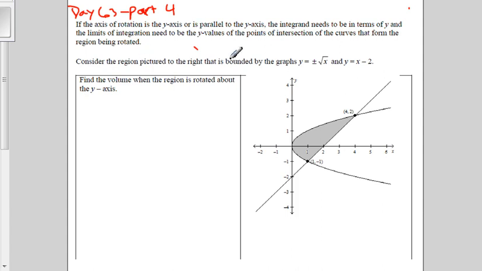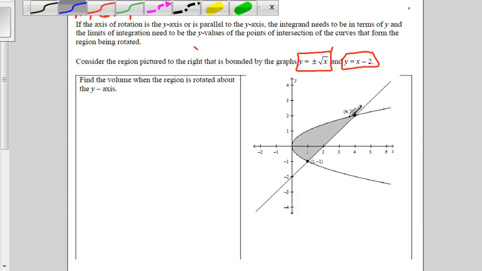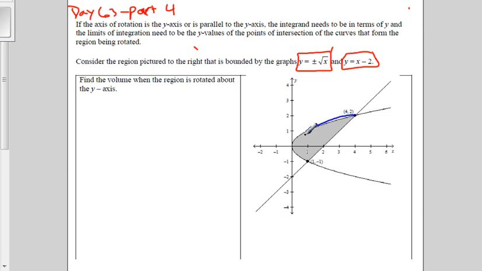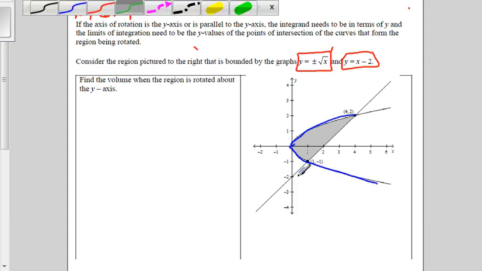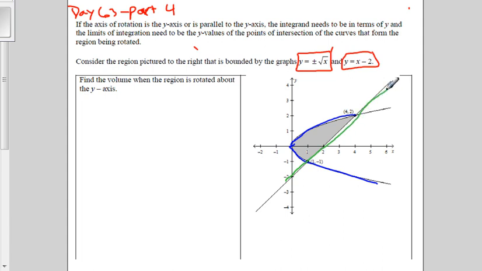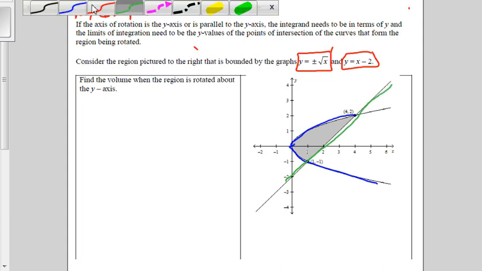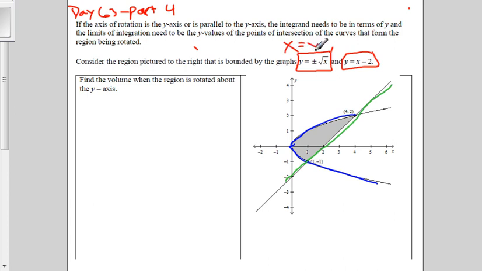So consider the region pictured to the right that is bounded by the graphs y equals plus or minus square root of x, and y equals x minus 2. Find the volume when the region is rotated about the y-axis. The first thing I have here is y equals positive square root of x, y equals negative square root of x, and this is my line y equals x minus 2. Well, I need to solve this for x, so this becomes x equals y squared. Here I add 2 to each side, x equals y plus 2.